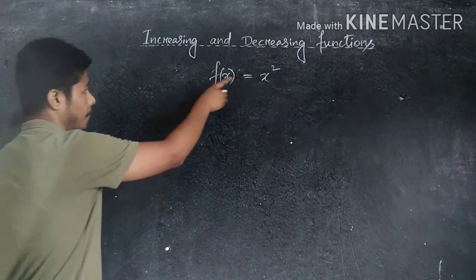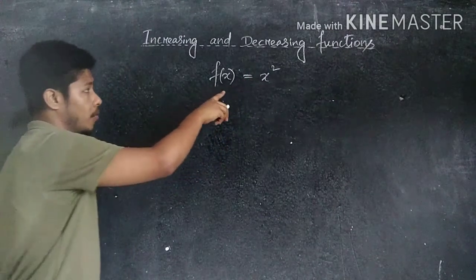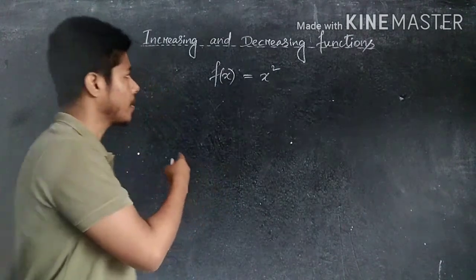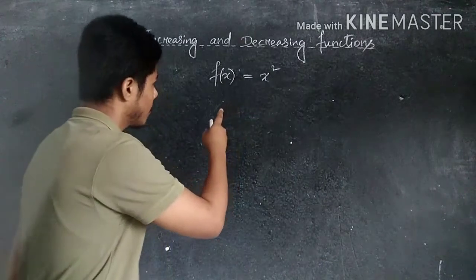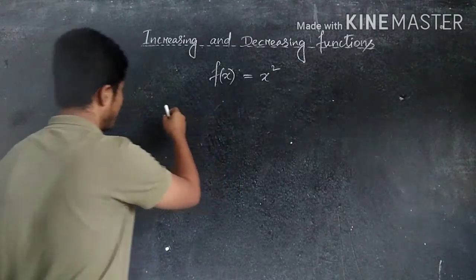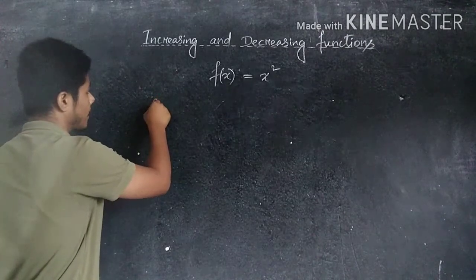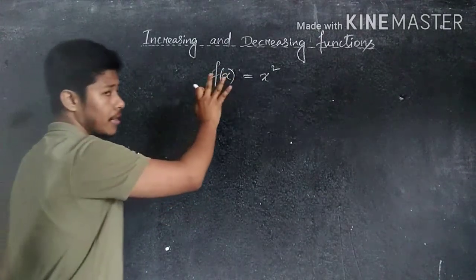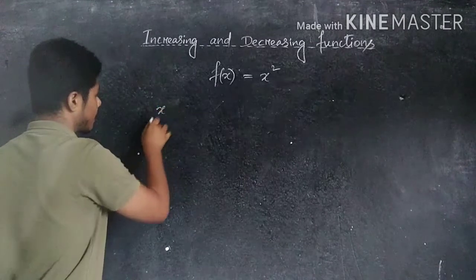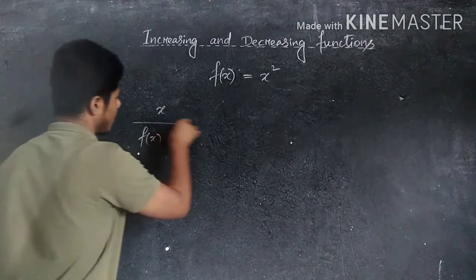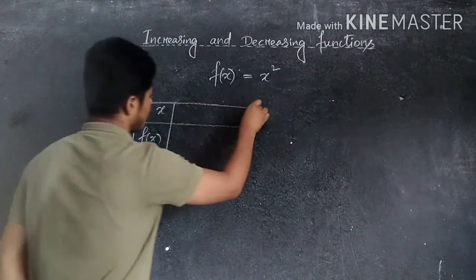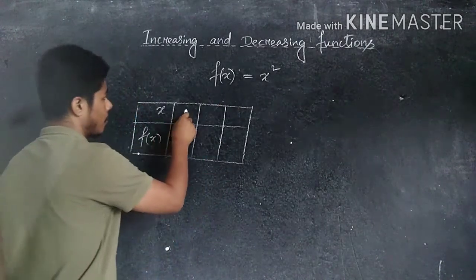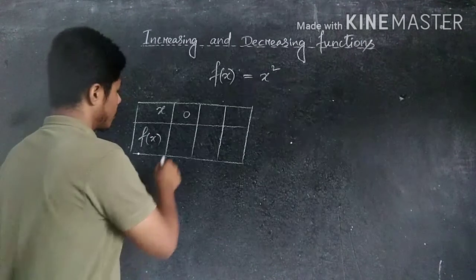So f(x) = x². What is x here? A real number. Real number means it may be a positive value, negative value, rational, irrational, any value we can choose. Here mainly we have to take some round figures. Suppose we consider x greater than 0, or simply choose some values. Here it is x and here it is f(x). We make a table. If we choose some values, if x = 0, then f(x) is also 0.